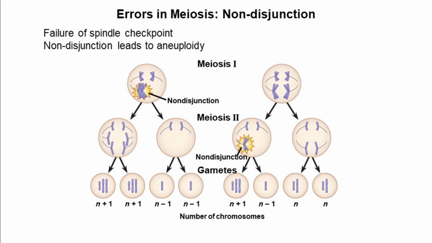If there's a failure of that spindle checkpoint and the cell allows chromosomes to prematurely be segregated before they're correctly hooked up to the kinetochore microtubules, then what we see is non-disjunction, a failure of correct segregation. This could happen in meiosis 1, where we know that normally homologs are being separated, or it could happen in meiosis 2, where normally sister chromatids are being separated. Let's take a look at what would happen in either of those scenarios.